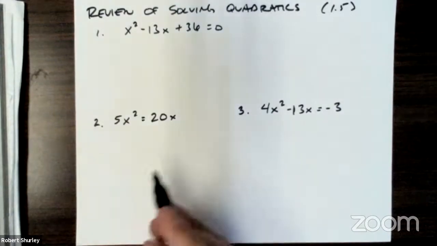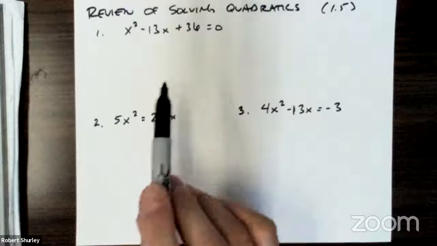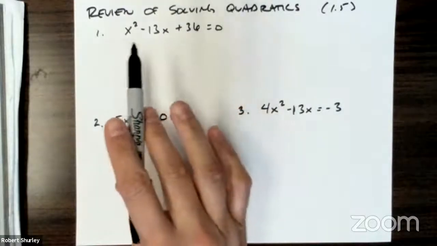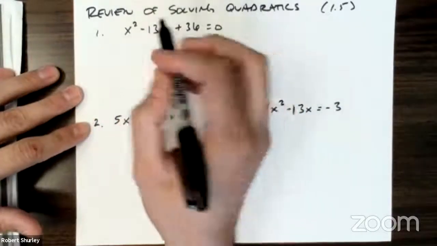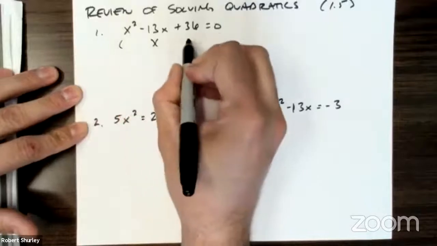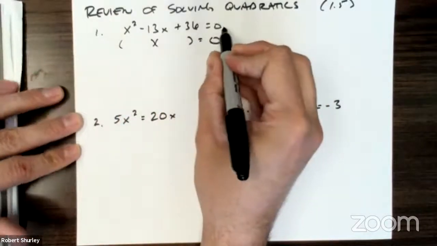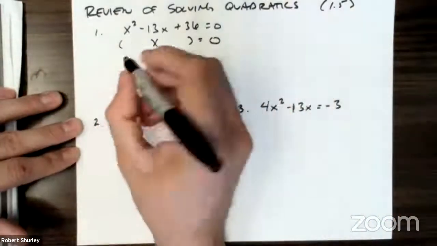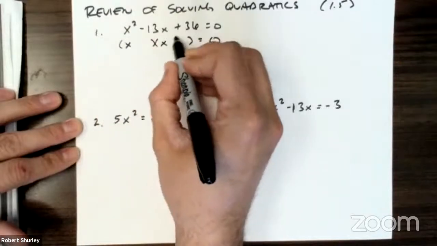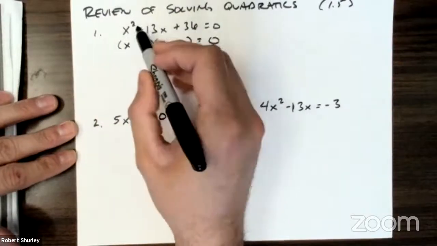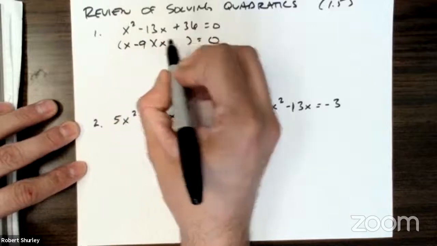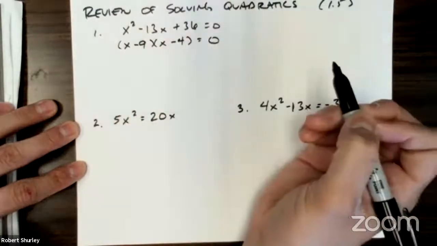Okay, I'm going to start on the first one. If you're still working, keep working. This one's a little easier because x squared is by itself, and you can automatically put it in parentheses. And we already have 0 on one side. So we have to find two numbers that multiply to give positive 36 and add to give negative 13. Oh, that's minus 9 and minus 4.